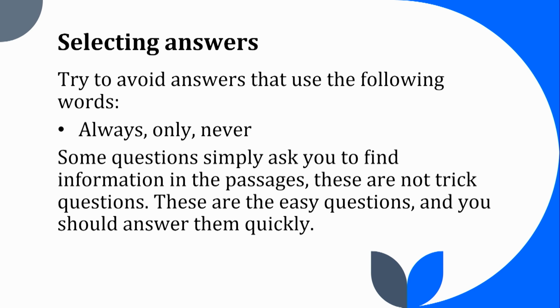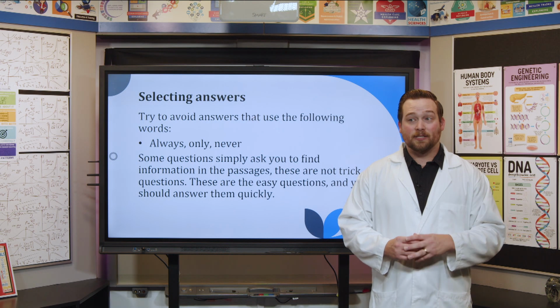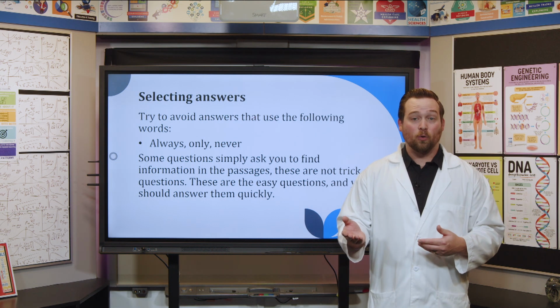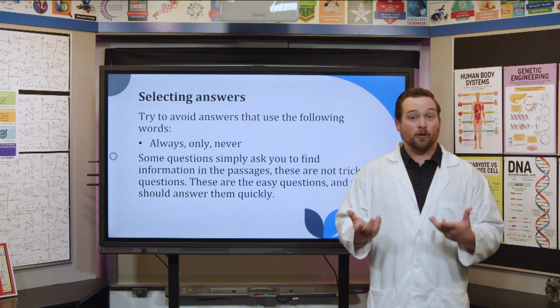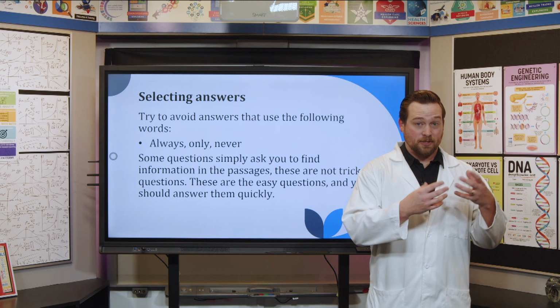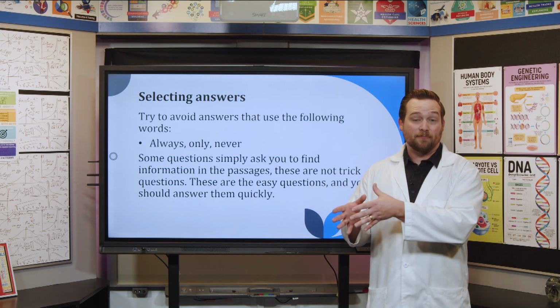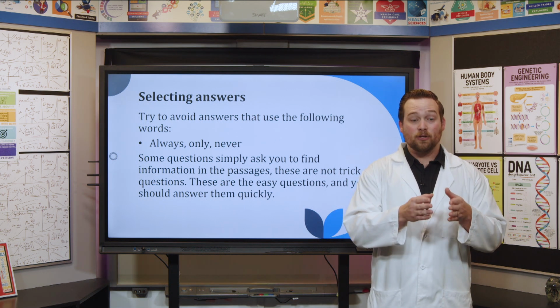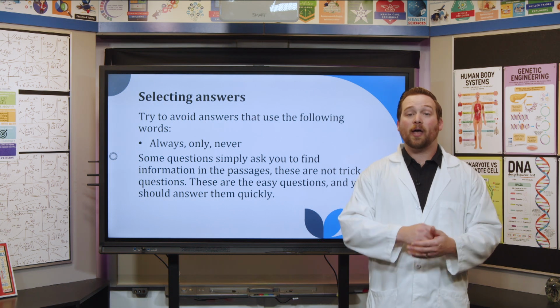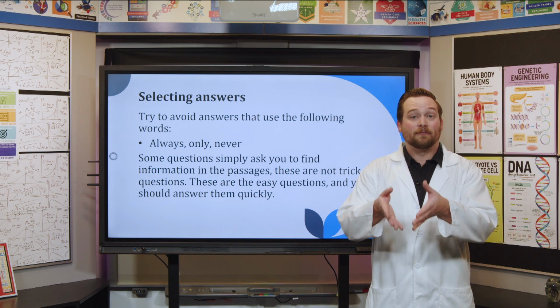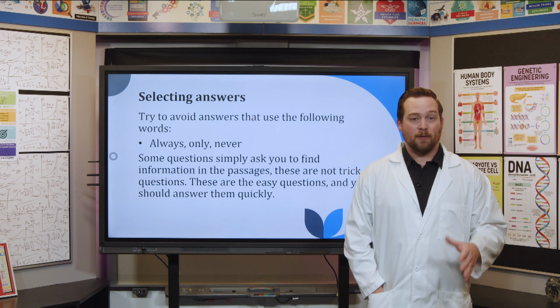Some questions simply ask you to find information in the passage. These are not trick questions. These are the easy questions, and you should answer them quickly. So if you get to a question that's really short and it says in paragraph 1 or in table 1, and it asks you to find something and you find it very quickly, sometimes people think that's a trick question and they're not doing it correctly. Some of the questions on the science section of the ACT are very difficult. Some of them are very easy, and the easy ones often just have you locate information. So if it directs you to a graph and you find the answer very quickly, don't second guess yourself. Go ahead and pick that answer and move on, okay? Because some of the questions just test that ability to go in and find information. So don't overthink it, is what I'm saying there, okay?